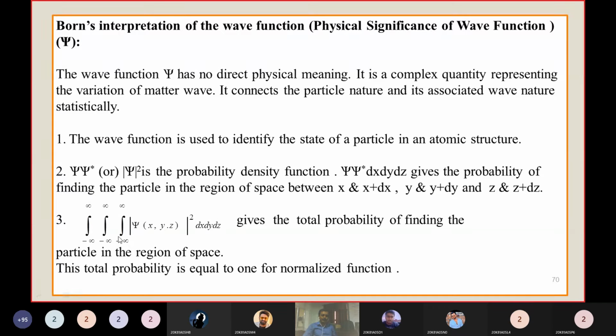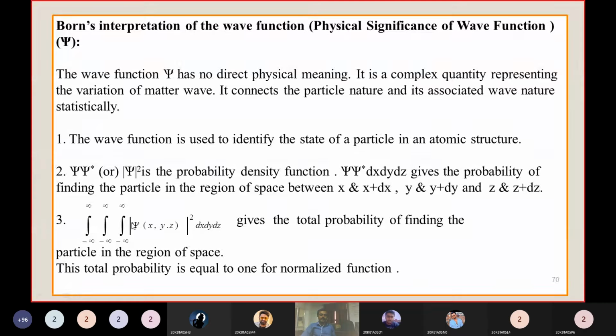So here the parameter goes from minus infinity to infinity. Otherwise, if you know the parameter, the position is from 0 to a, and then we can take 0 to a here also. But we don't know a particular parameter here, so we cannot define it. That's why minus infinity to infinity. So here we are taking 3 dimensions.